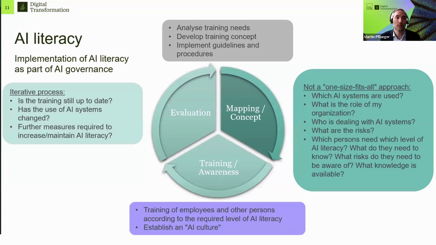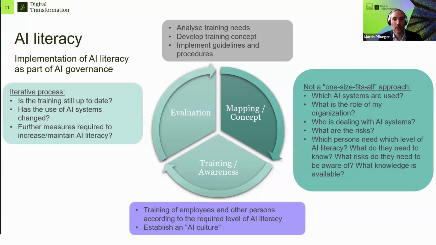Who's dealing with AI systems in my organization: my staff, but potentially contractors, other persons? And what are the risks of those specific AI systems that we are using within the organization? So which persons need which level of AI literacy? Is there already a general awareness or understanding that you can build on? Different groups of people may require a different type of training. So this concretely builds your AI training concept, and then you roll out your training concept to employees and other persons according to the required level of AI literacy.